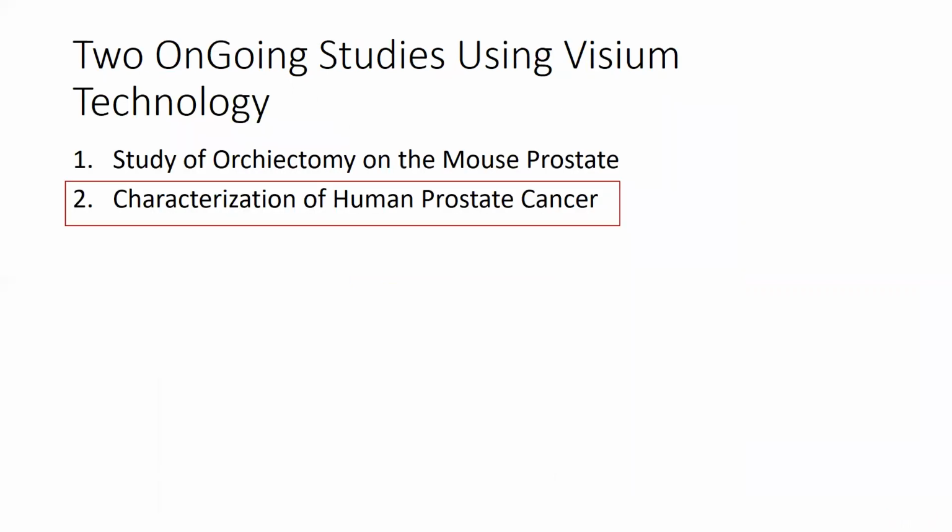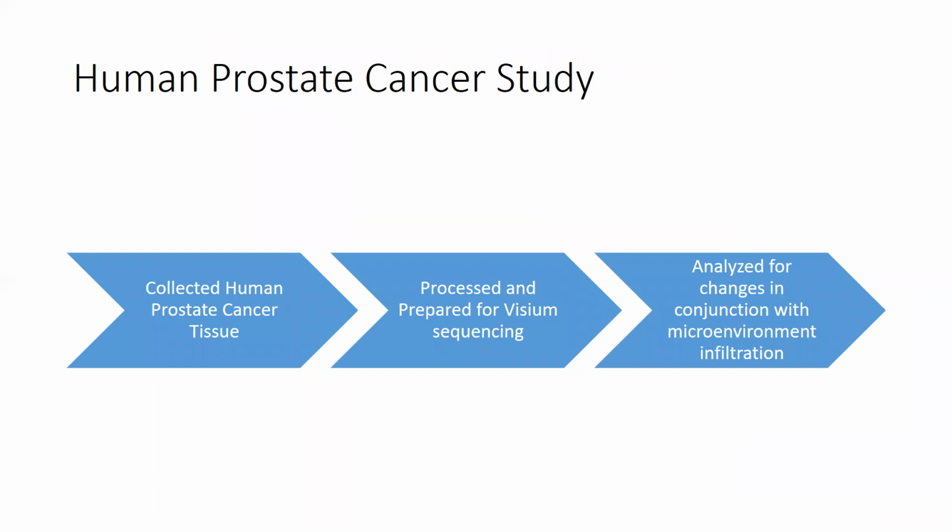I'm just briefly going over the second study we did using Visium technology of the human prostate. In here, we collected human prostate cancer tissue, processed and prepared it, and sent it through the Visium pipeline. We initially looked at the differences based on a microenvironment that we saw in the pathology, though further study and exploration can be used on these sections.